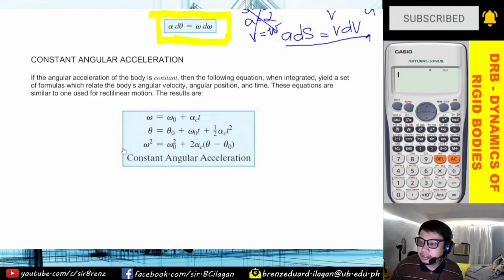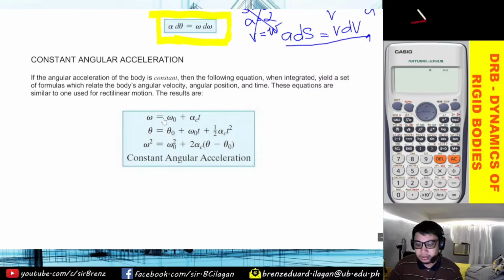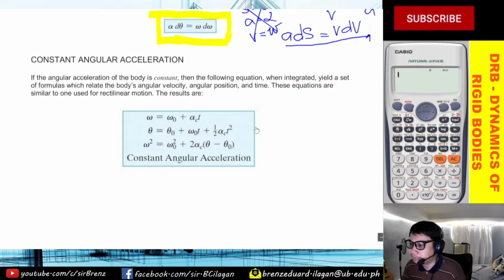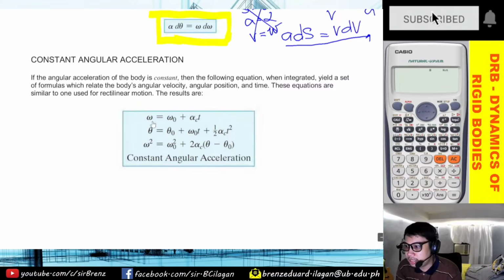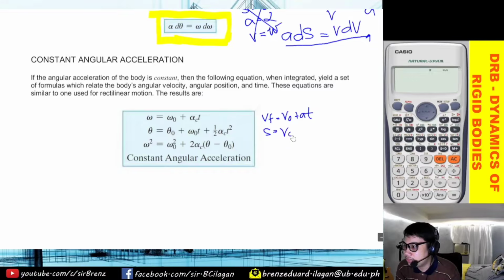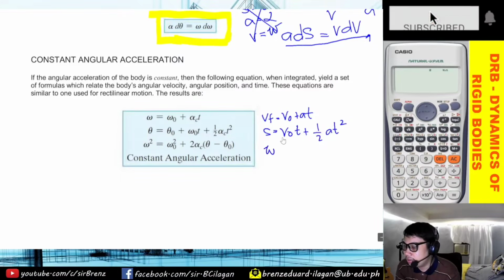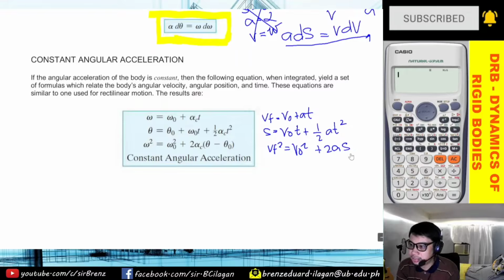So, constant angular acceleration. Omega here is the final angular velocity. If you remember, Vf equals Vo plus AT, and then S equals VOT plus 1/2 AT squared, and the final velocity squared is equal to the initial velocity squared plus 2AS.